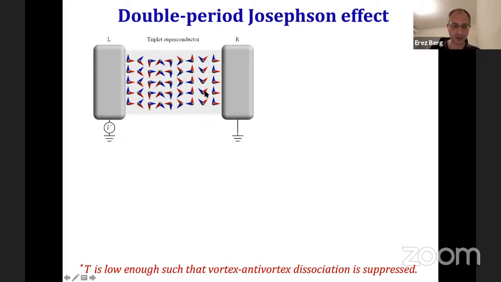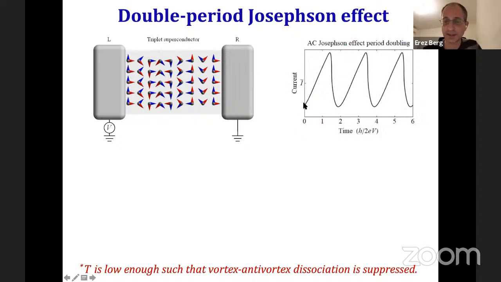The phase would start twisting as usual due to the Josephson relation. The phase would start twisting linearly in time, and this is what we expect the current as a function of time to look like. So we apply a certain voltage. This is basically like the AC Josephson effect. The current would grow linearly in time at first.